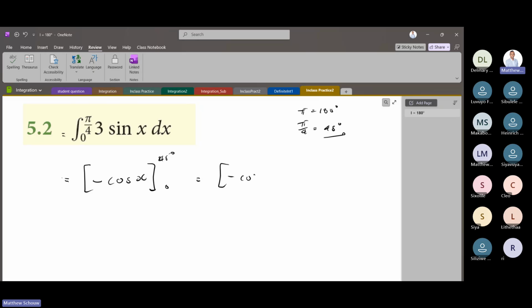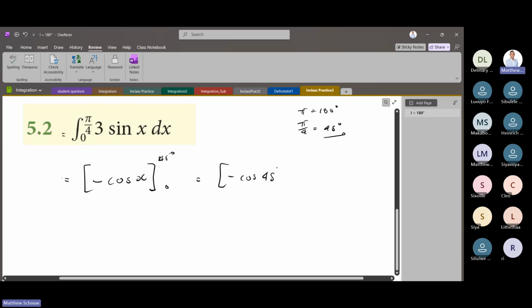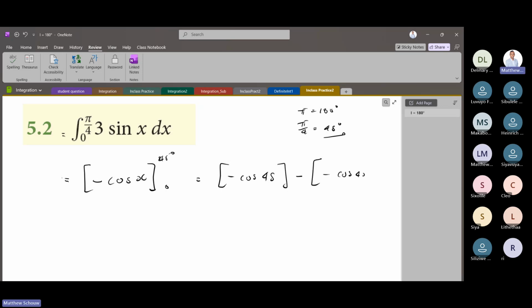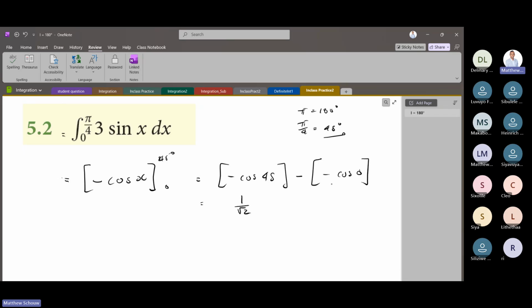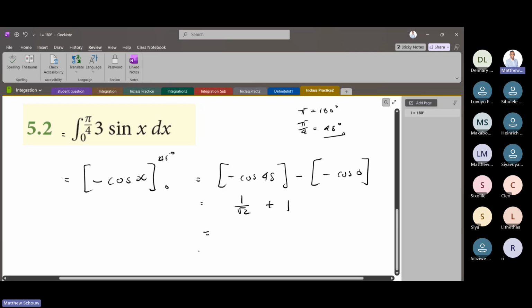Substitute cos 45 minus negative cos 0. So can you see we have a negative at play here, right? Also, that's a 0 here, right? Can you guys see that? A negative at play. So what is cos 45? I believe it's 1 over root 2. And cos 0 should be plus 1. You guys confirm?